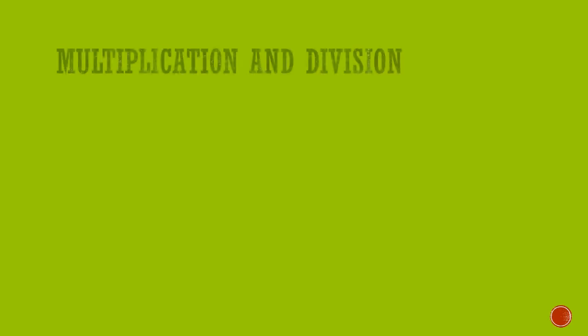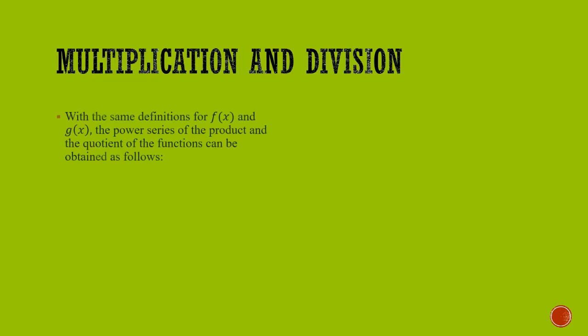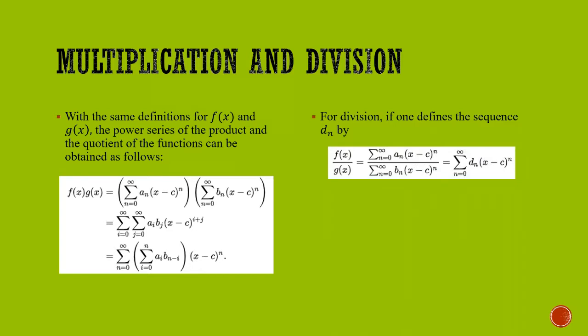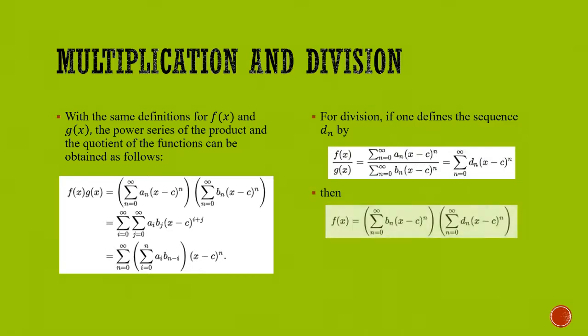The second one is multiplication and division. For multiplication, if we have 2 equations being multiplied to each other and both equations have the same definition, we can merge them together, but the power of (x minus c) is changed into the addition of both a and b values. For division, the simplest explanation is that if the sequence Dn is defined with the equations, then f(x) is the result of the division equations times g(x). And by comparing coefficients, it can be solved recursively for the Dn terms.